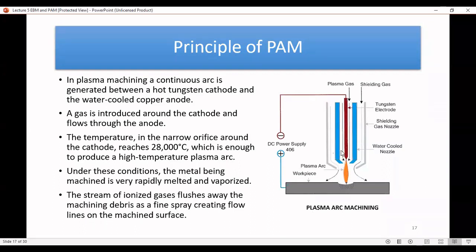So basically, the temperature here is that high. The working gas around the cathode will push the plasma down and melt the workpiece material.